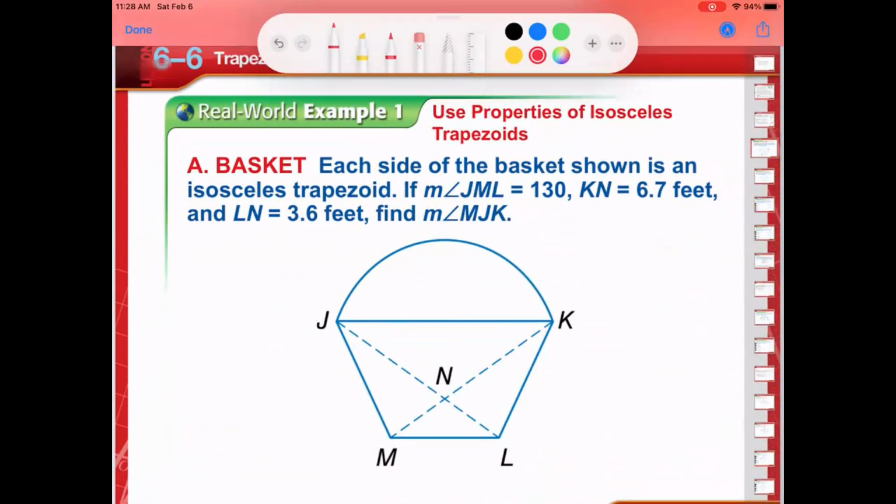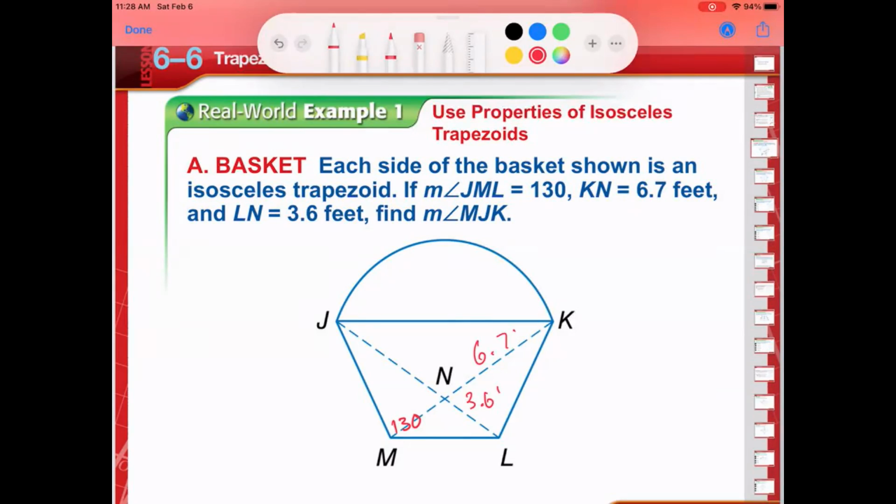So let's get into some real world examples. Each side of the basket shown is an isosceles trapezoid. They give us a whole bunch of information. They say angle JML is 130. They say KN is 6.7 feet, and they say LN is 3.6 feet. They want us to find the measure of MJK.